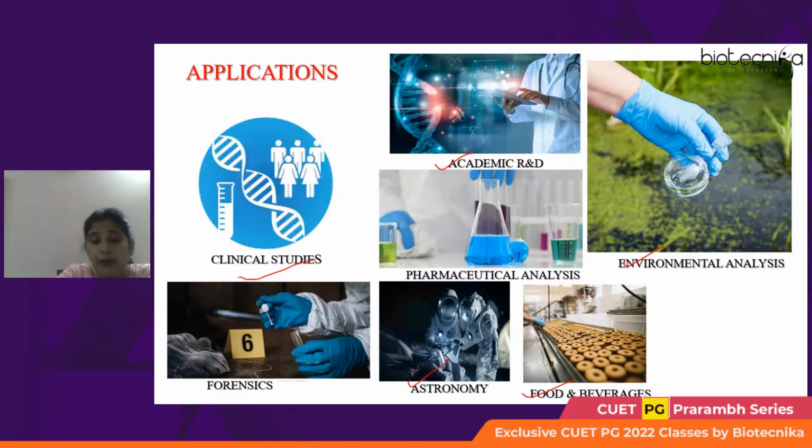Then in environmental analysis, you can use spectroscopy to measure the dissolved oxygen content in freshwater and marine ecosystems. Astronomy also, it has a very important role. You can study spectral emission lines of sun and distant galaxies. Then in forensics, you can study the toxic compounds which you can find in blood samples collected from the crime scene.